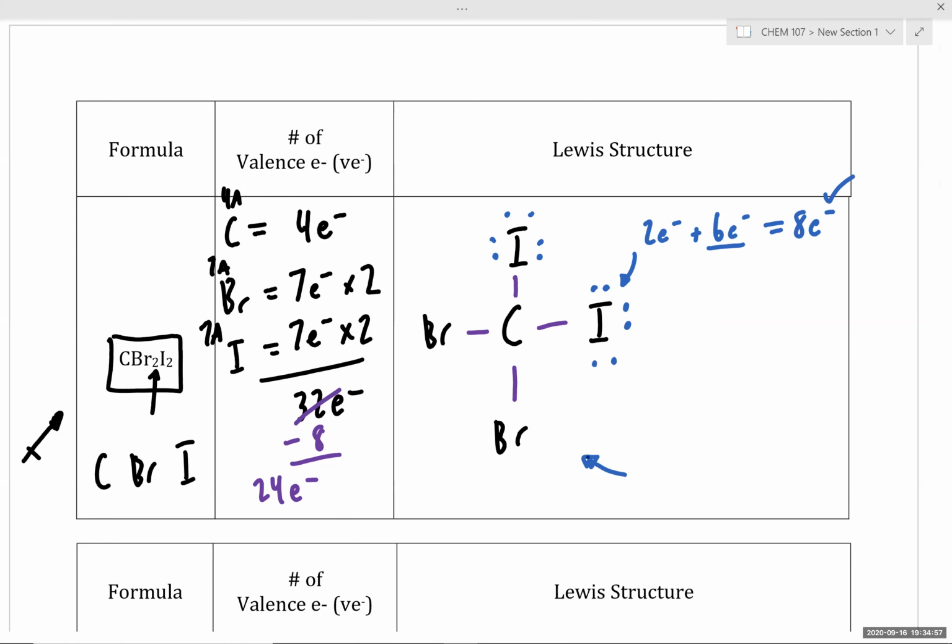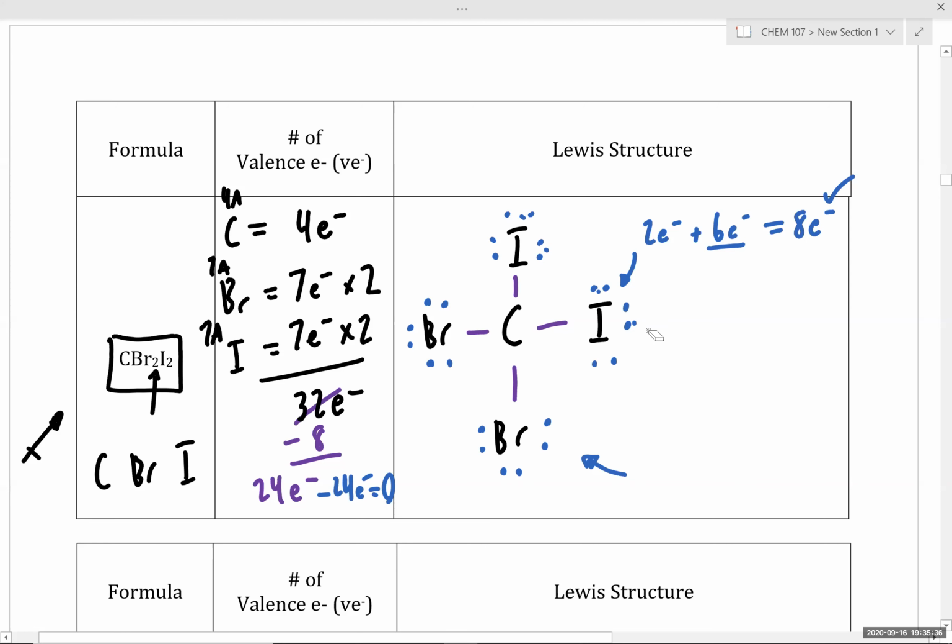The same, which would be? Three. Three lone pairs or six electrons. The reason I focus on the electron count is because you count up the total number of lone pairs that you've added: 2, 4, 6, 8, 10, 12, 14, 16, 18, 20, 22, 24. And then we subtract the lone pair electrons that we've used up. We have zero remaining. We're out of electrons.